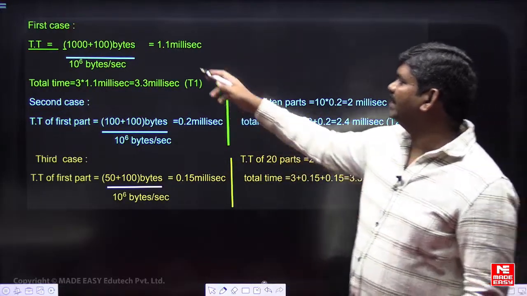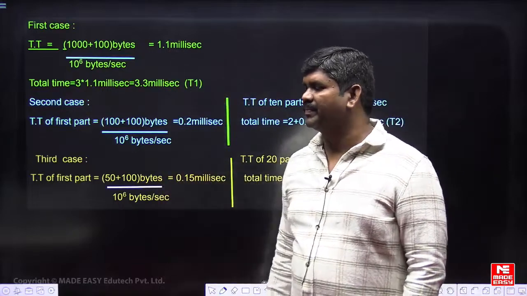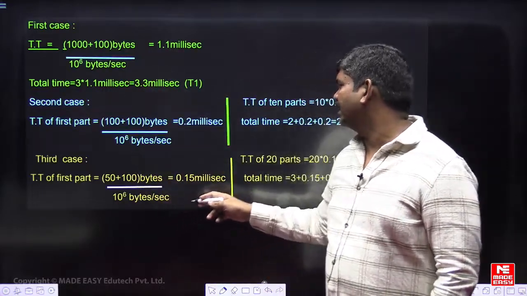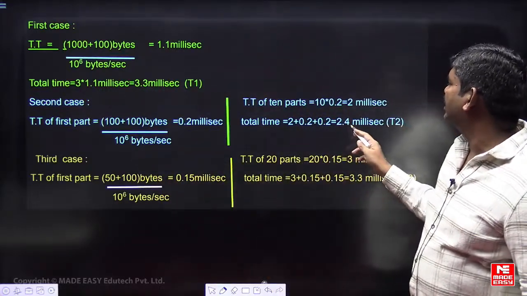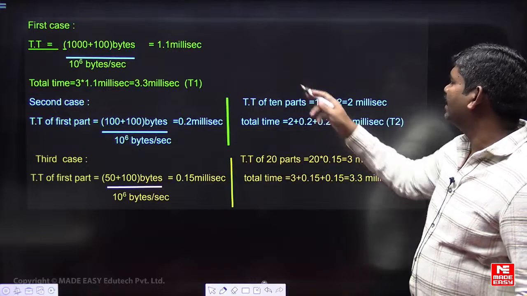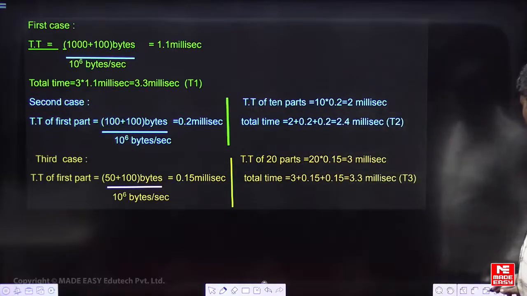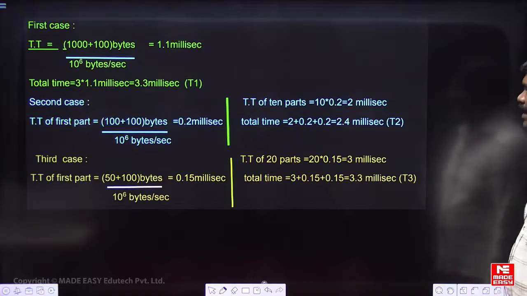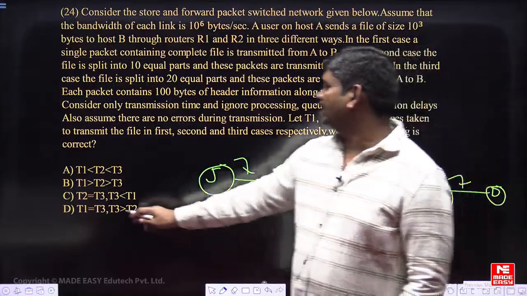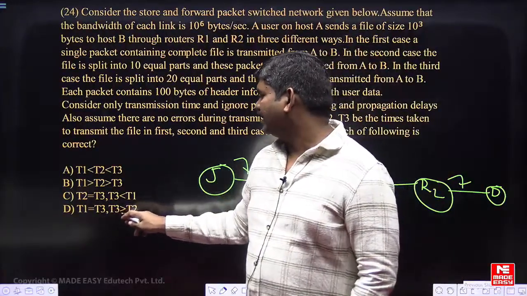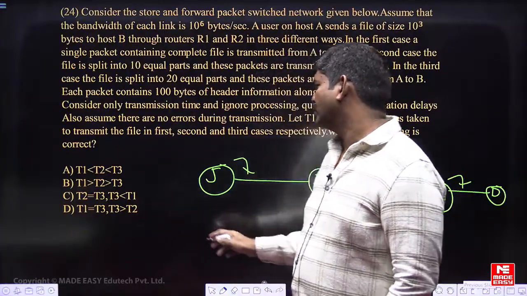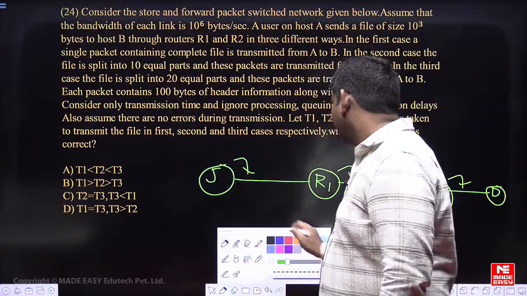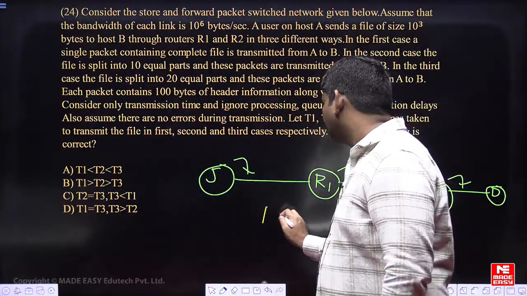So we can say T1 is equal to what? T3. And you can also understand this T2 is smaller than the remaining two. So from this you can tell the answer. T1 is equal to T3, and T3 is greater than T2. So what is the answer here? D is the answer for this problem.